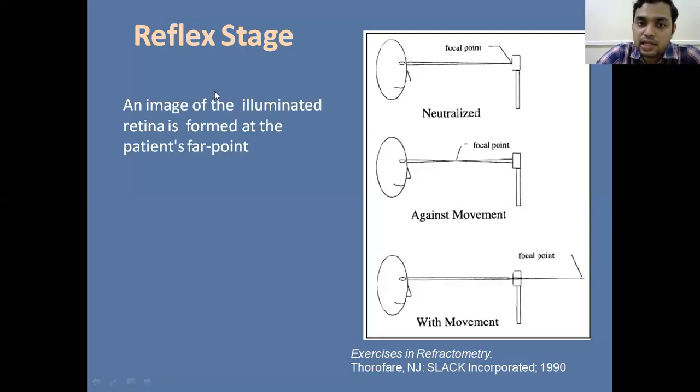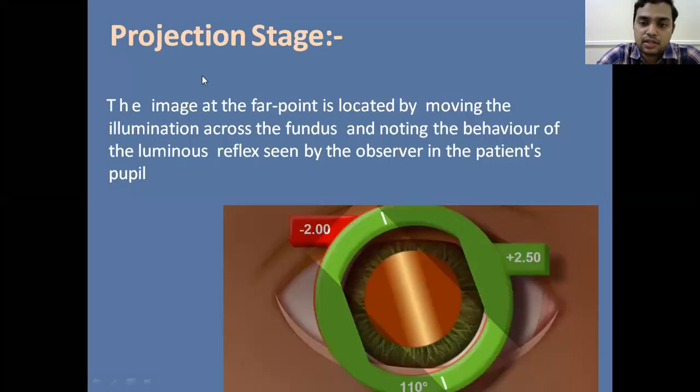In the reflex stage, basically what we do is observe the reflex of the retina. In this picture you can see we illuminated the retina and we are observing the light which is traveling across the pupil. Here an oblique light is seen. I will discuss this reflex in the further slides.